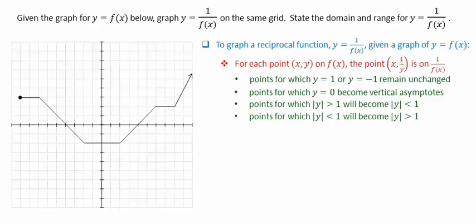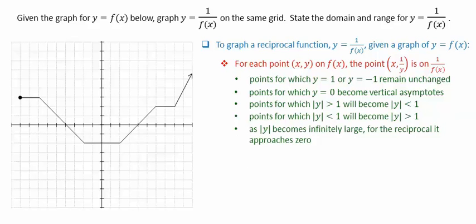Points for which the absolute value of y is less than 1. This means that y is between 0 and 1 or between negative 1 and 0 will correspond on the reciprocal to the absolute value of y being greater than 1. Again, this corresponds to y being greater than 1 or y being less than negative 1.